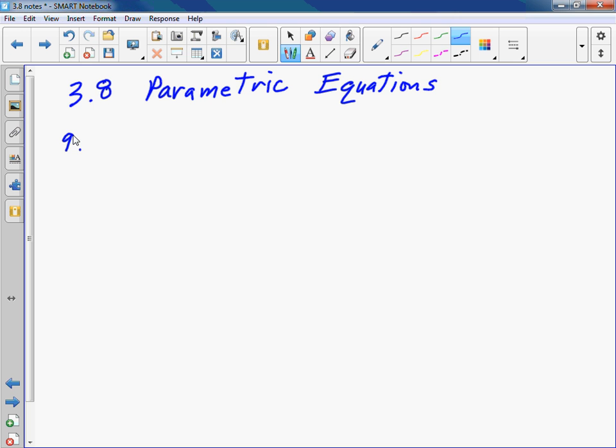Number 9 is x equals cosine of the natural log of t, and y equals sine of the natural log of t. These are parametric equations where we added the parameter. So one way you can approach this is to say, let f of t equal the natural log of t.